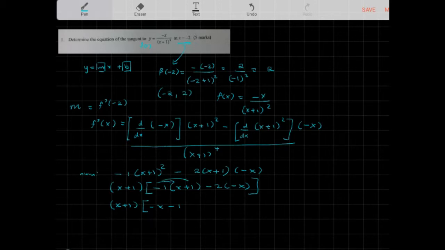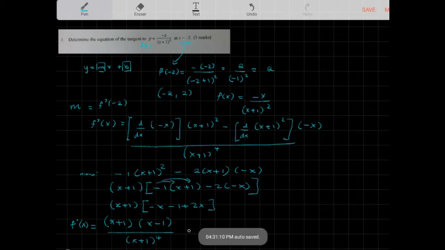So I'm going to expand this out. It's always good to factor this out because it will make our expression more simplified and easier to work with. This is (x+1) times (-x+2x), which is x-1. Okay, so this is what the numerator looks like. So our derivative function f'(x) should be (x+1)(x-1) over (x+1)^4.